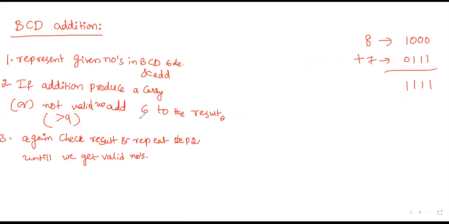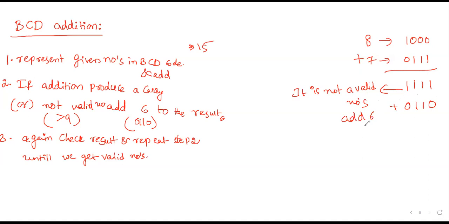See, 6 is nothing but 0110. So when you add 8 plus 7, you have to get 15. But you are getting this one, which is not a valid number. So when you get a not valid number, you have to add 6. In BCD code, only 0 to 9 are valid numbers. Remaining are not valid numbers. So add 6, which is nothing but adding 0110.